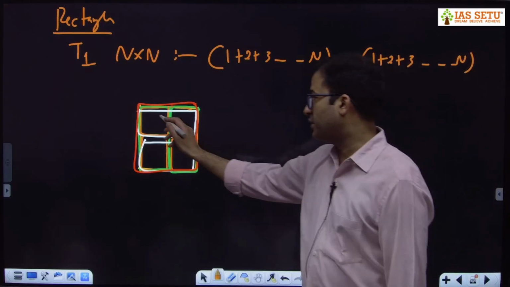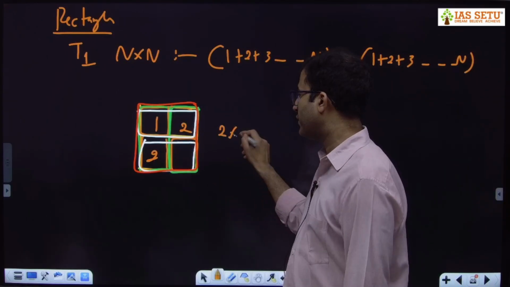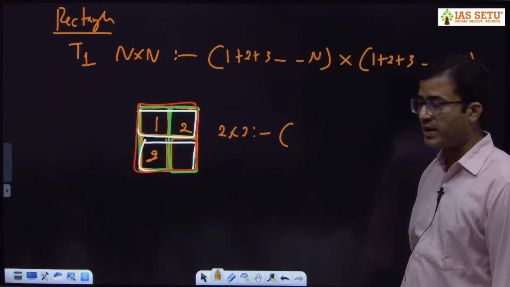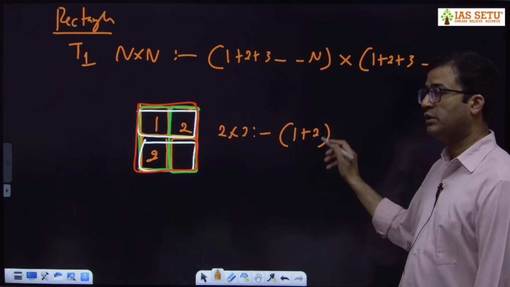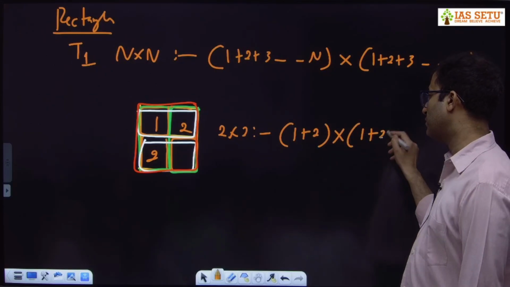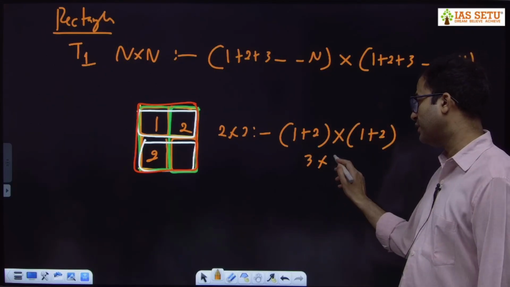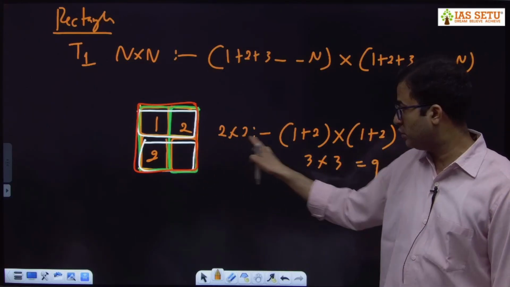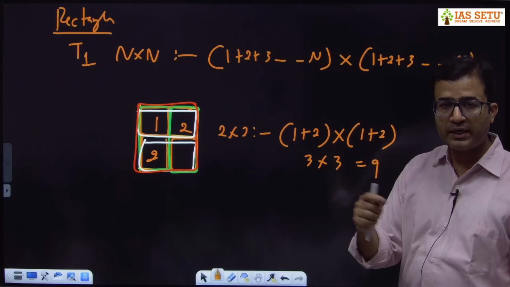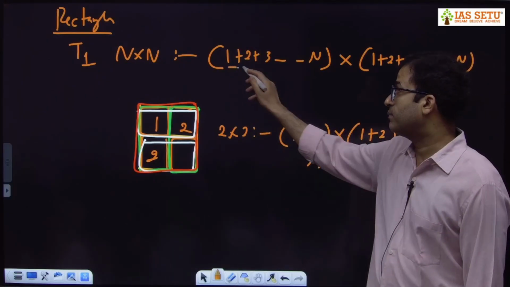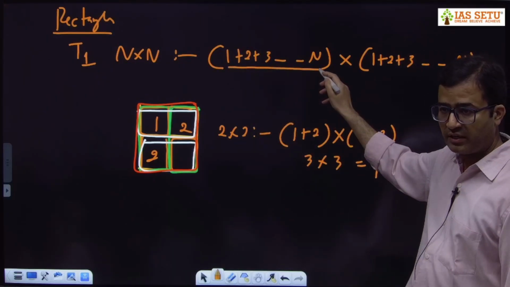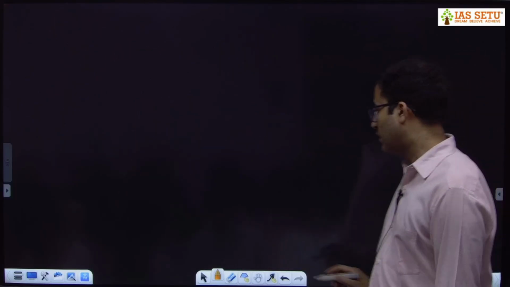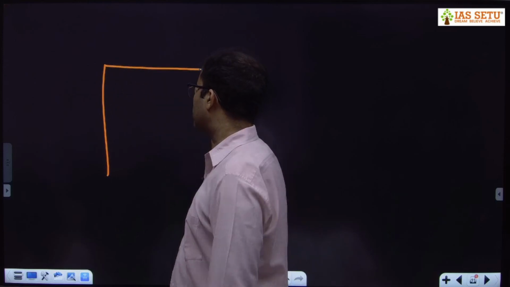Like here, this figure, it is 2 by 2 figure. Value of n can be 2, can be 3, can be 4. So if it is 2 by 2 figure, bracket start 1 plus 2 into second bracket start 1 plus 2. So it is 3 into 3, 9. We have 9 rectangles manually also and with formula also. Wait, let me take 2 more examples. See, it is 1 plus 2 plus 3 up to n, sum of first n natural numbers multiplied by sum of first n natural numbers. Wait, 3 by 3 figure.